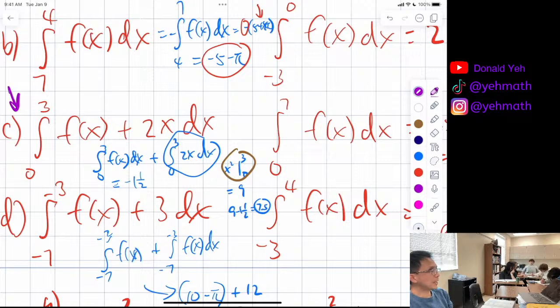Am I confusing you guys? No? Break it up into 2 parts. If you have 2 parts, integrate those separate things, because 2x is very easy to integrate. It's not a big deal.